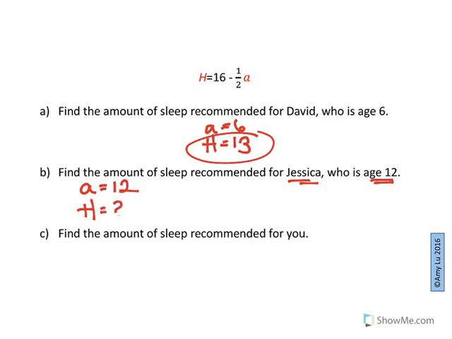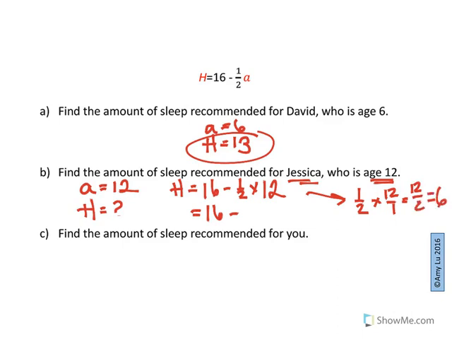So using the formula above, H equals 16 minus 1/2 times 12. That should give you 16 minus, and if I do this to the side, 1/2 times 12 over 1 is 12 over 2, which makes a big 6, minus 6. Then H has to equal 10. So for someone who's age 12, they have to have 10 hours of sleep.